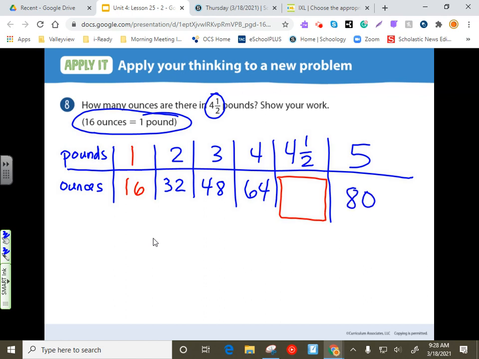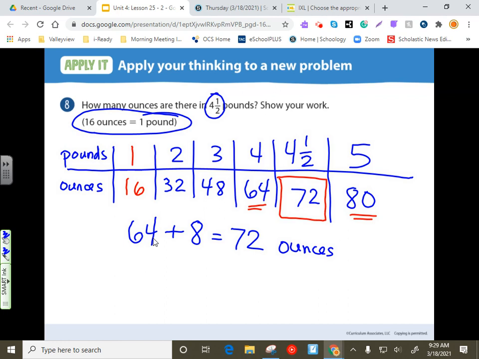So we know the number is going to be between 64 and 80. In fact, right below here, we know there's 64 ounces in 4 pounds. And we know 1 pound has 16 ounces. So what's half of 16? It's 8. And that gives me 72. So if we put 72 in there, that 72 is definitely between 64 and 80. So we know that we're correct. So it's going to be 72 ounces.